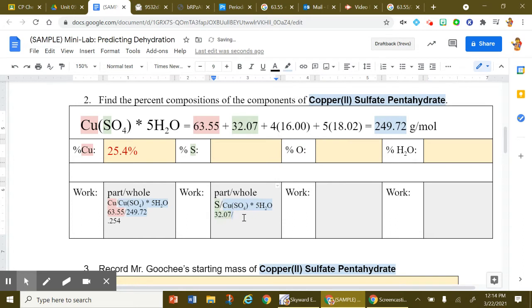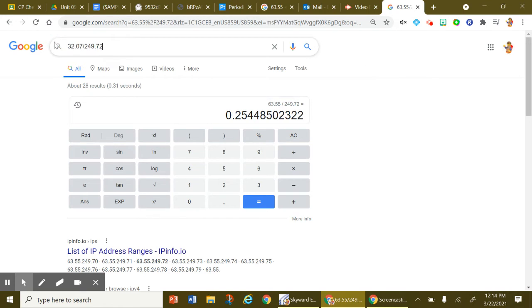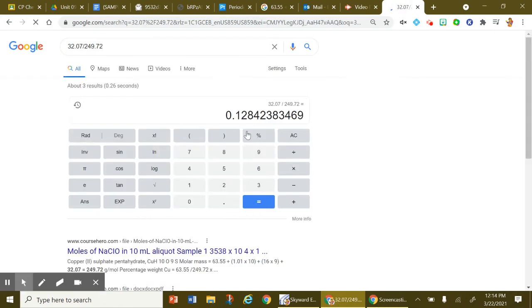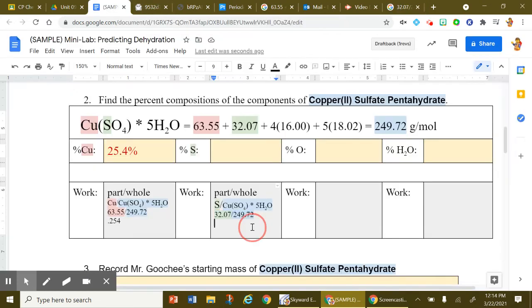So divided by 249.72. All right. And what is that equal to? Well, let's plug that in to Google. I've already typed it out. This isn't cheating. I'm just using Google as a calculator. 0.1284 or 0.128. Or as a percent, 12.8% sulfur. What about the oxygen?